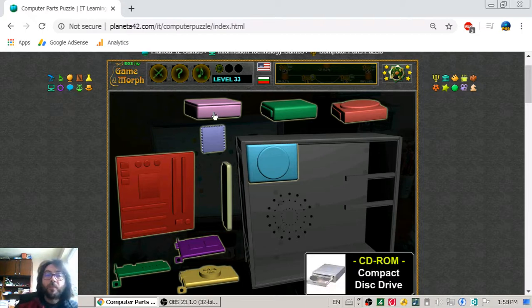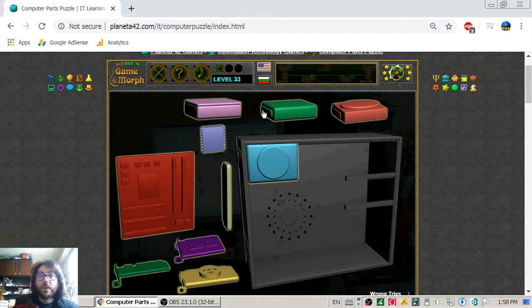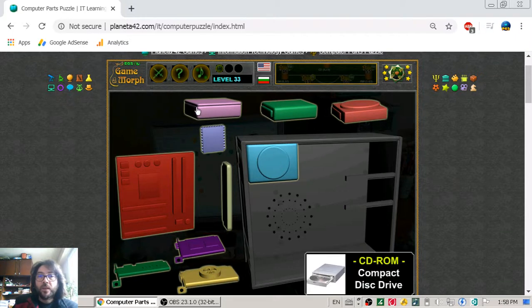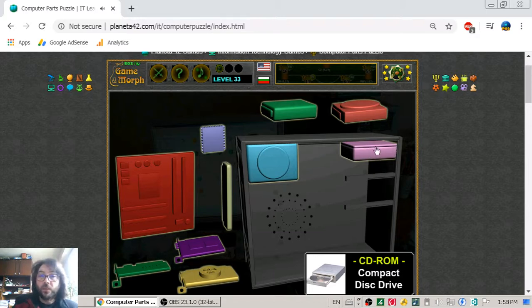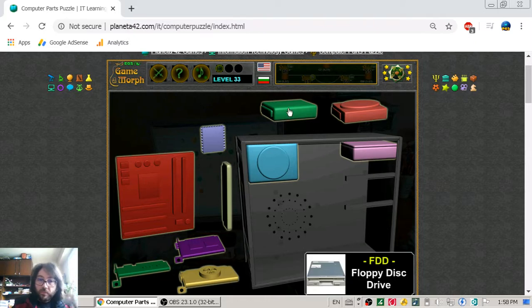Now let's sort this box, which are the devices that operate with information. Let's place the CD-ROM drive. Modern computers don't even have a CD-ROM drive, but if I were to get a computer, I would like to have a CD-ROM drive. It is still useful. Here's the floppy drive.